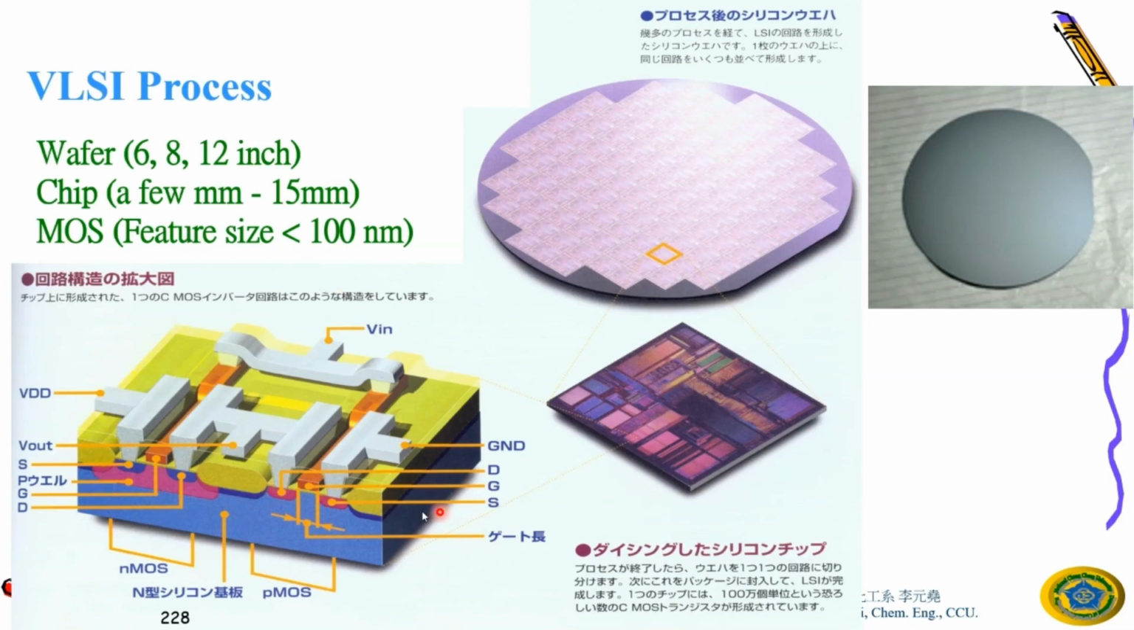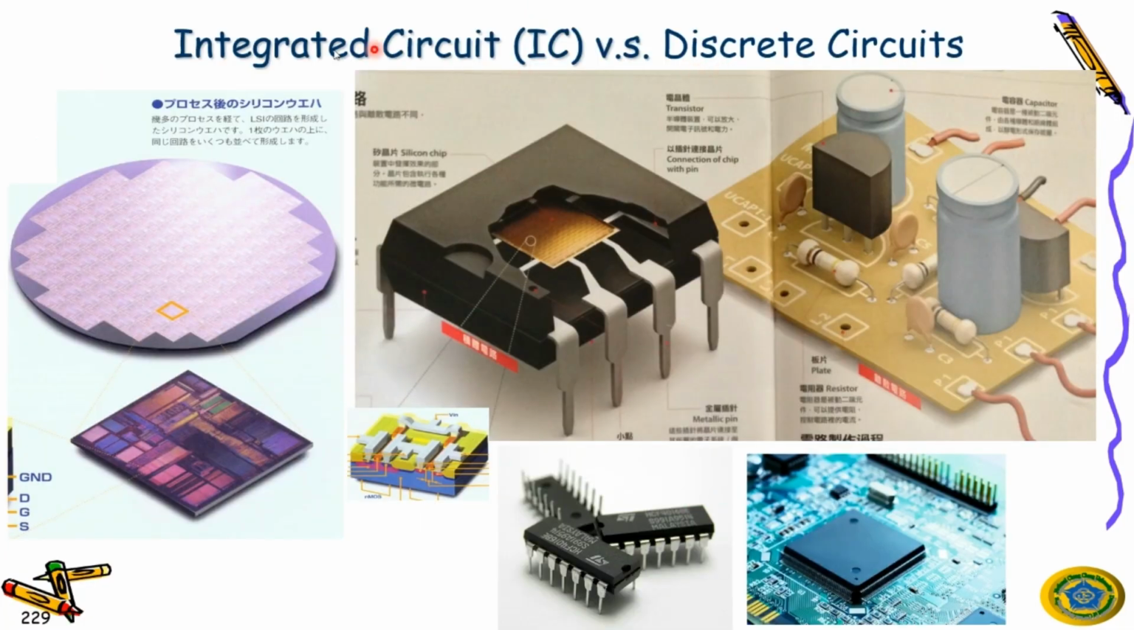So how many transistors are in one chip? Do you know how many? 1 billion. Right, so let's think of integrated circuits and discrete circuits. This is discrete circuits. When I was young, I played this a lot. Now this is capacitor. This is resistor, and this is transistor.